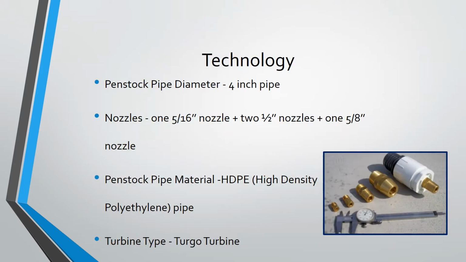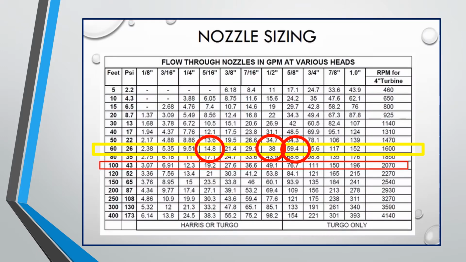Alright, next we are going to talk about the nozzles we can use. I decided to use one 5/16 of an inch nozzle, 2 1/2-inch nozzles, and one 5/8 inch nozzle. The way you figure this out is you go to this chart, and we talked about earlier that the dynamic net head was about 60. So we would use this row right here highlighted in yellow, and I just started choosing, and I found a combination that came to about 150 gallons per minute.